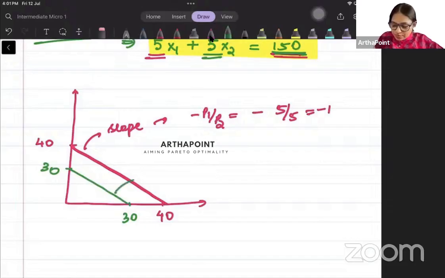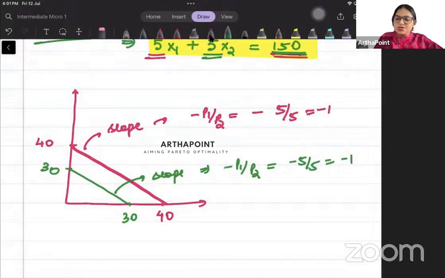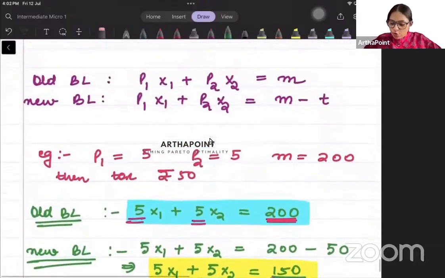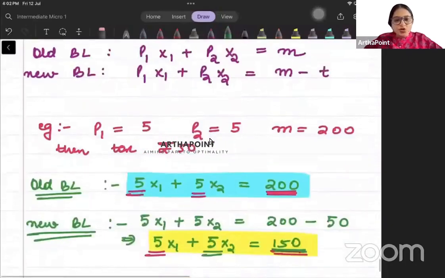What is the slope? P1 by P2, minus 1. So the slope of the budget line is unchanged. The slope of the budget line has not changed. What has changed? It has only shifted backwards. Now your income is lower, right? It has shifted backwards. That's the only change that you see here. Clear? So I hope all three kinds of taxes are clear to you, beta.